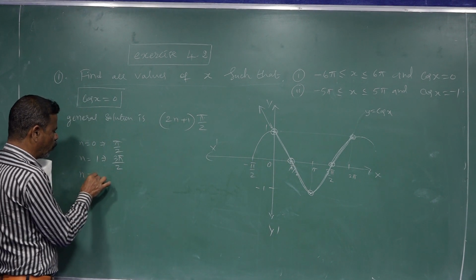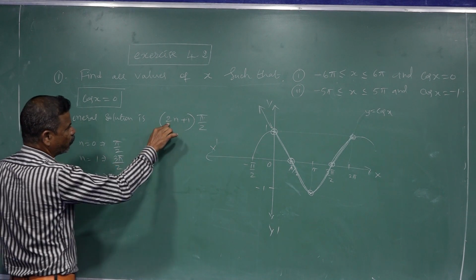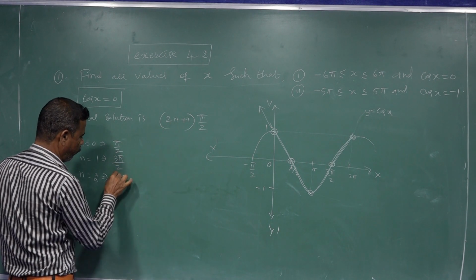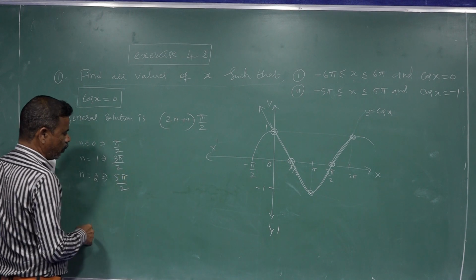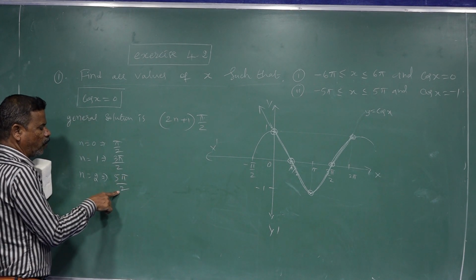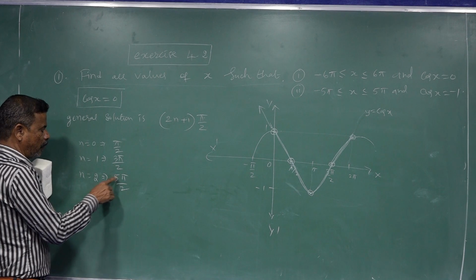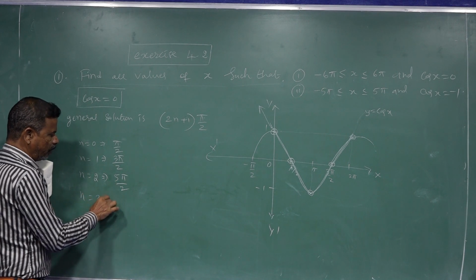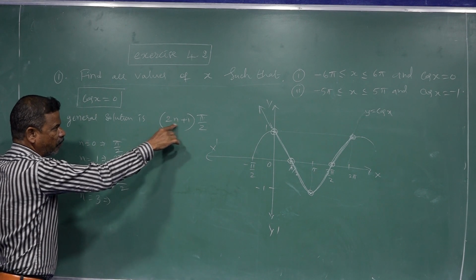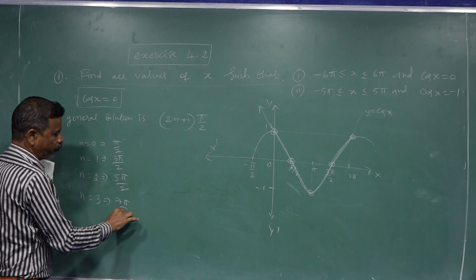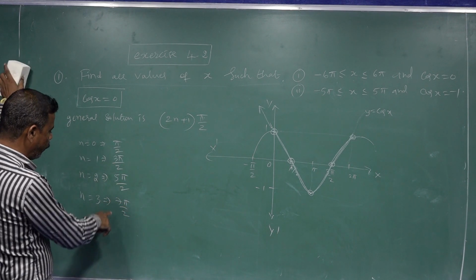If n is equal to 2, then what comes? 4 plus 1, 5π/2. So this is 2.5π. If n is equal to 3, 6 plus 1, 7π/2. 7π/2, how much?